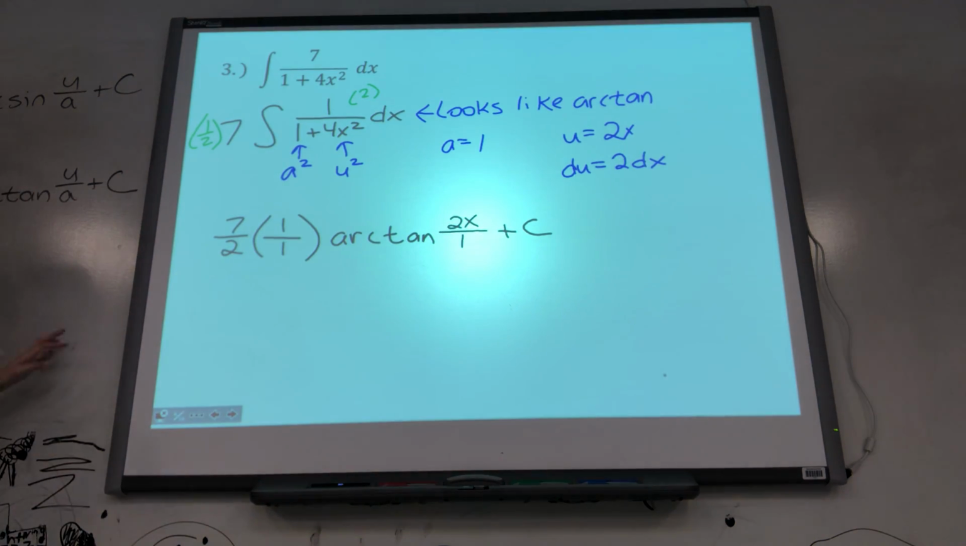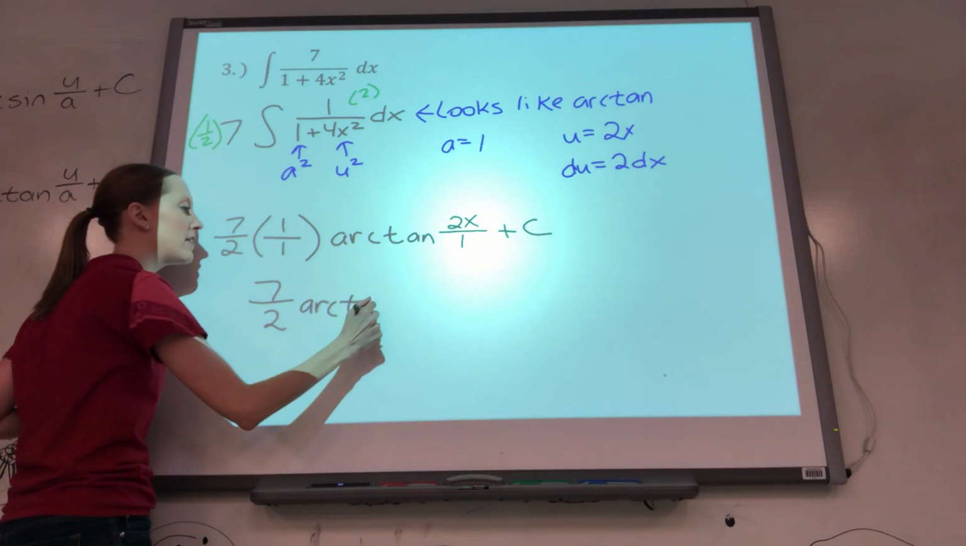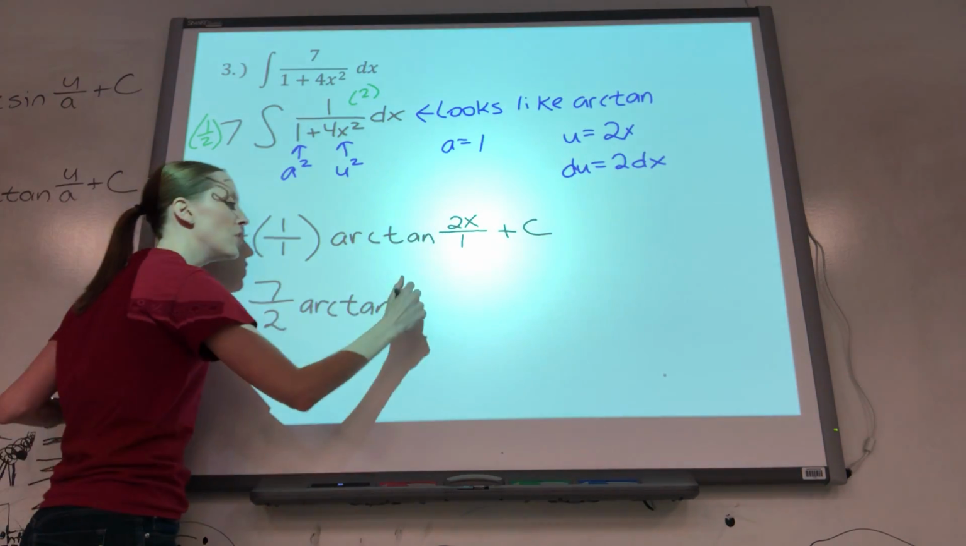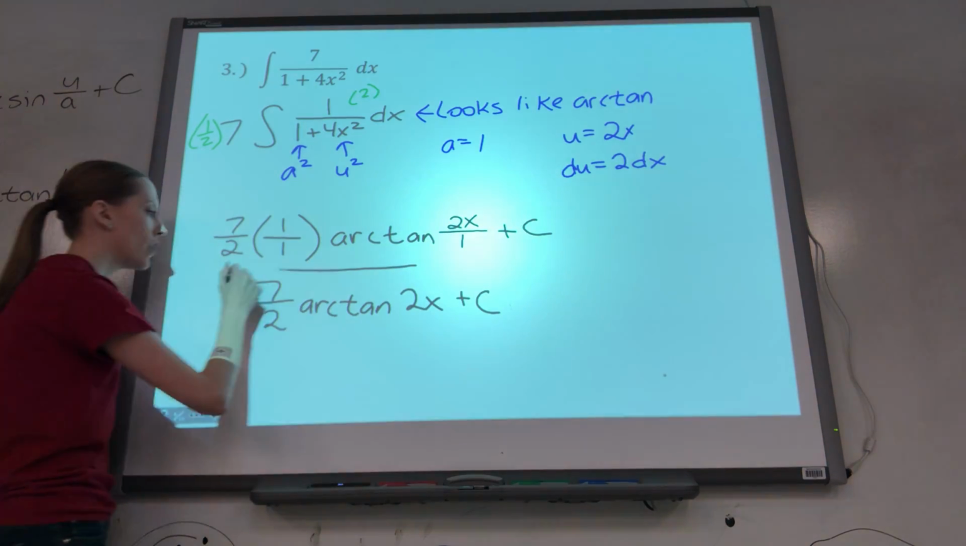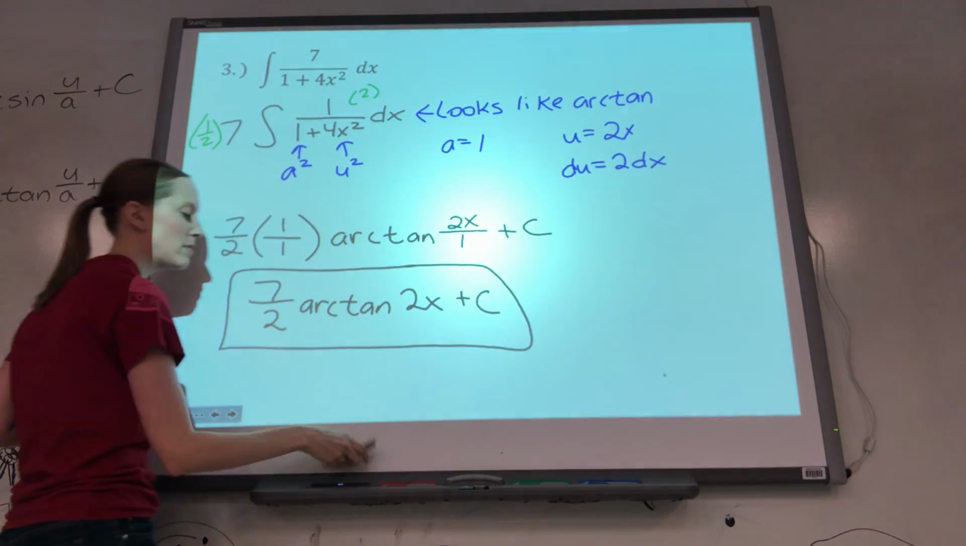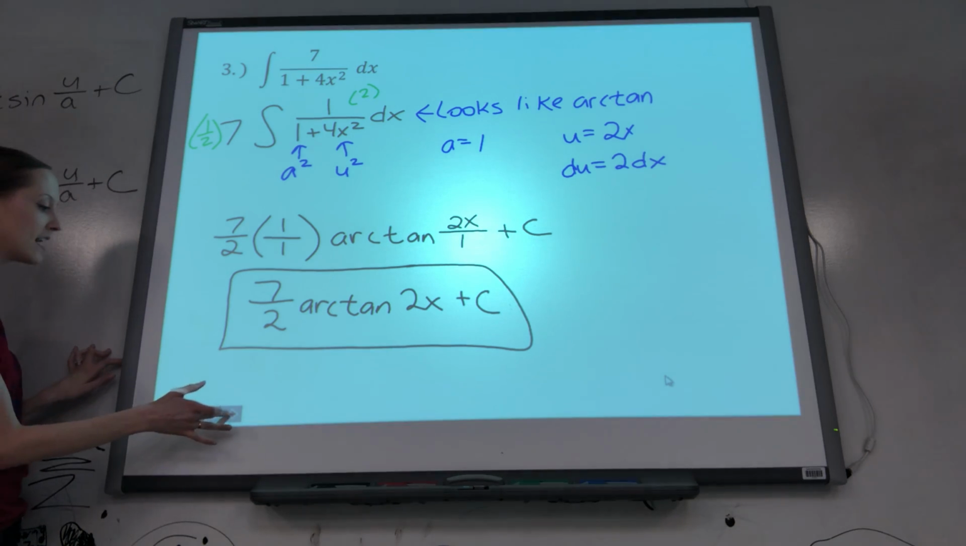I need to make this look better. 7 halves times 1 is just 7 halves. And 2x divided by 1 is just 2x. You don't need to keep it over 1. Okie doke. No square root on bottom with a plus, it's going to turn into arctan. If there is a square root with a minus, pretty good idea, that'll be arc sine.